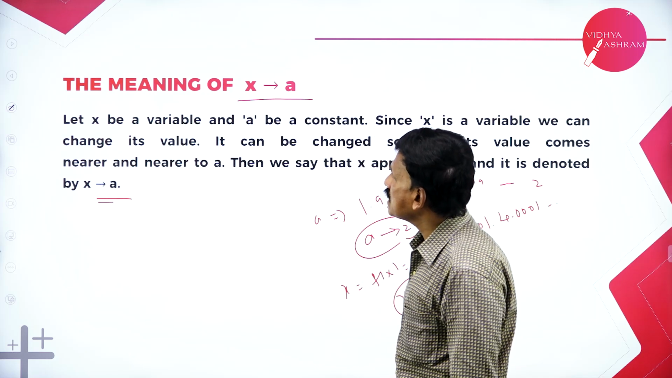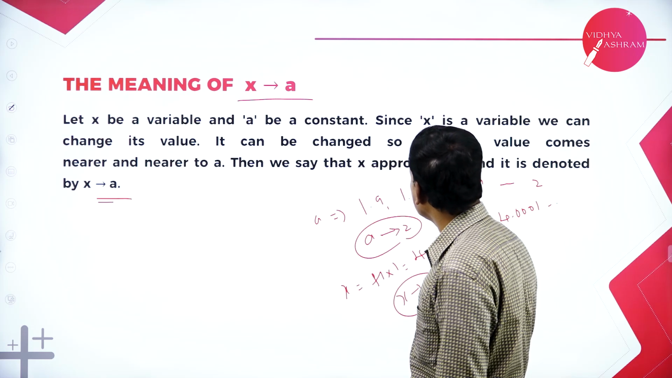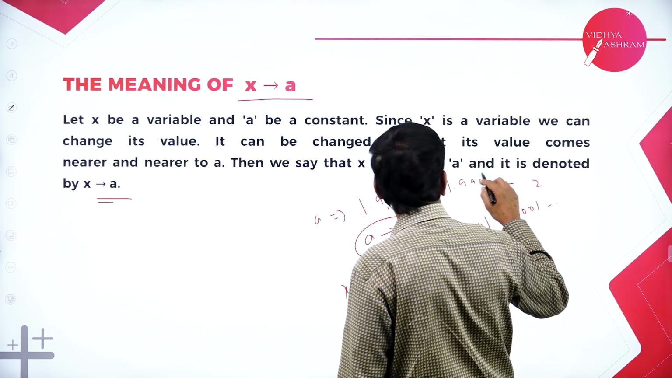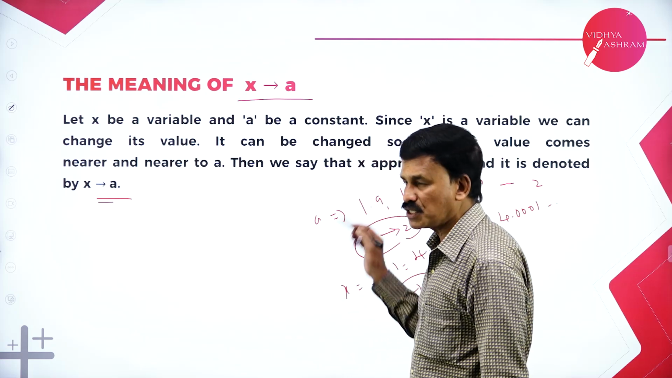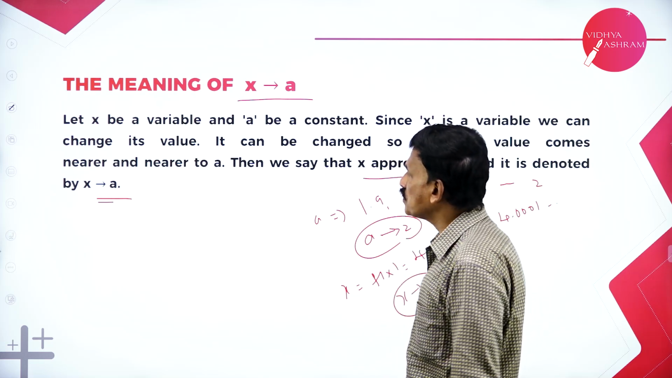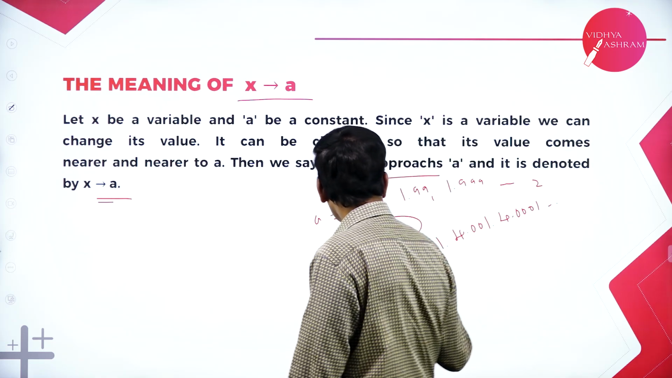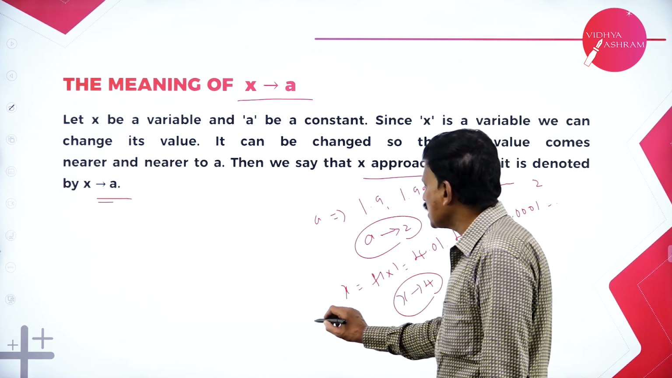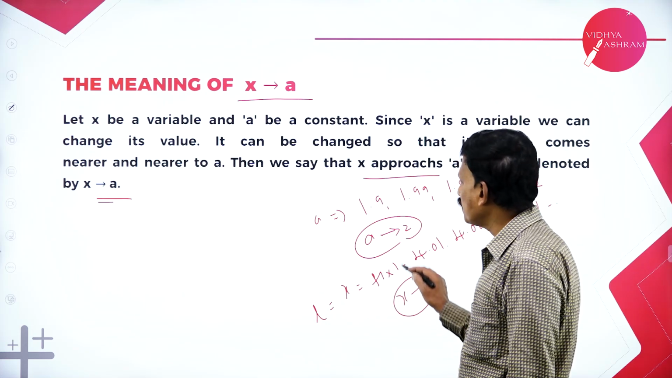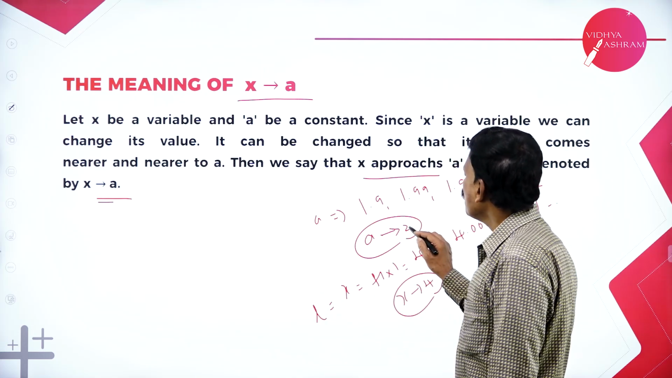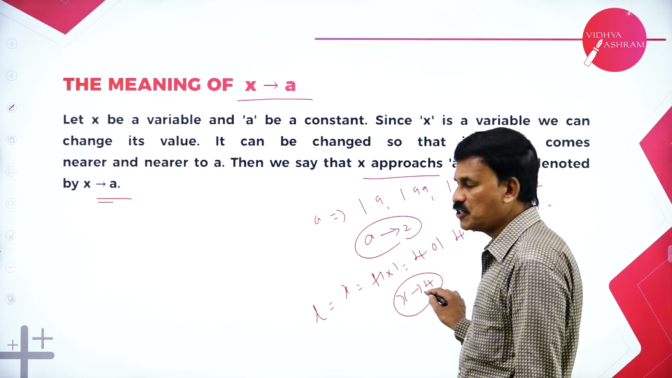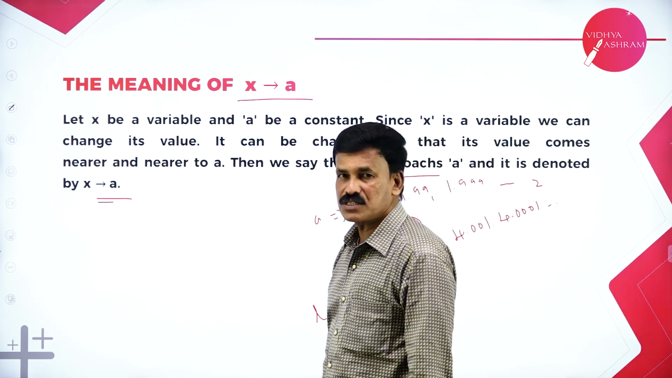That means let x be a variable and a be a constant. Since x is a variable, we can change its values. It can be changed so that its value comes nearer and nearer to a. Then we say that x approaches a, and it is denoted as x tends to a. Here this value of f of x is called L. That is called the limit of a function. So the value of f of x is nearly equal to 4 when x is nearly equal to 2. That is the meaning of x tends to a.